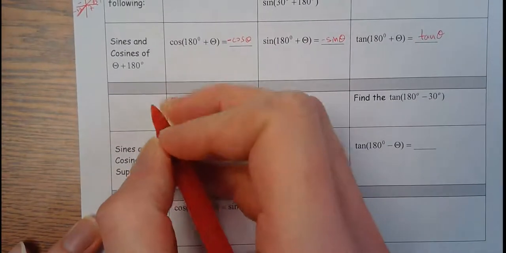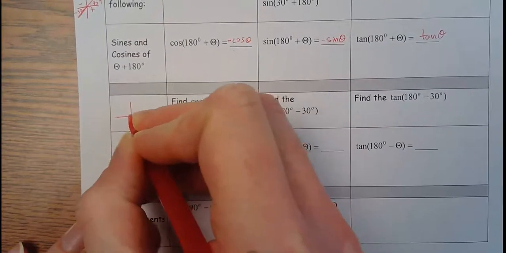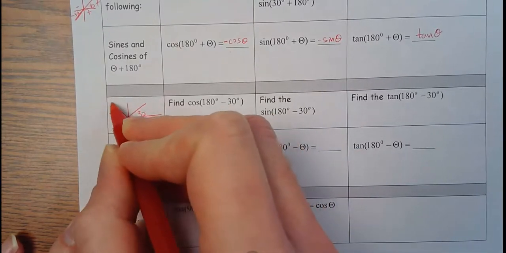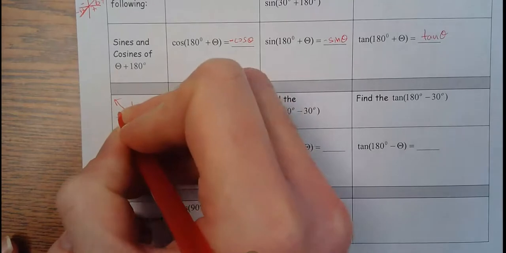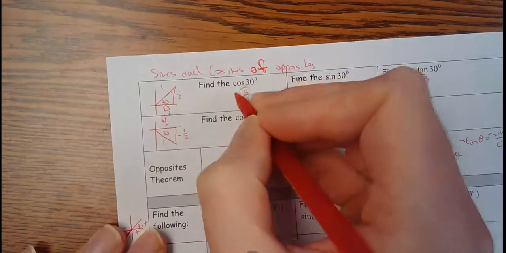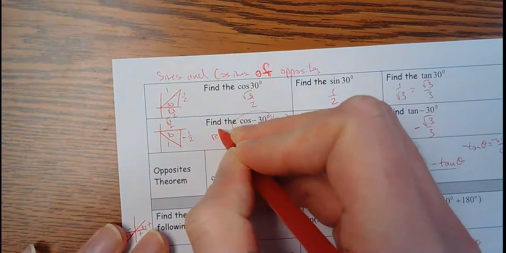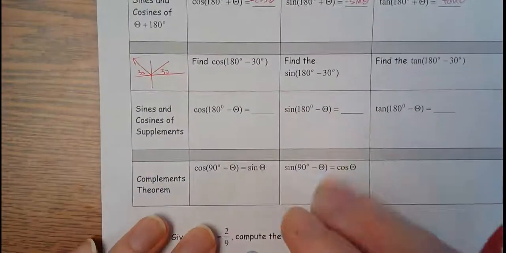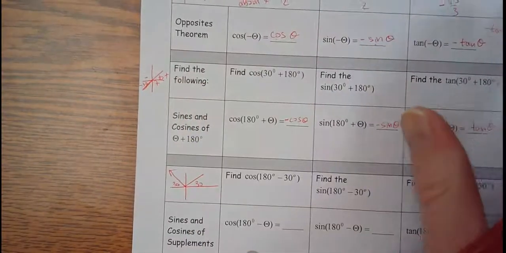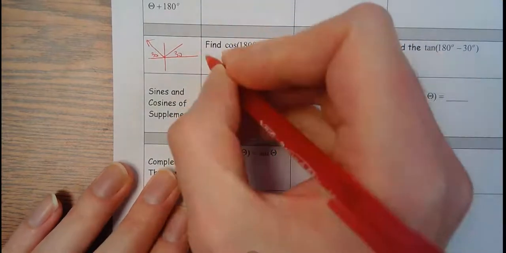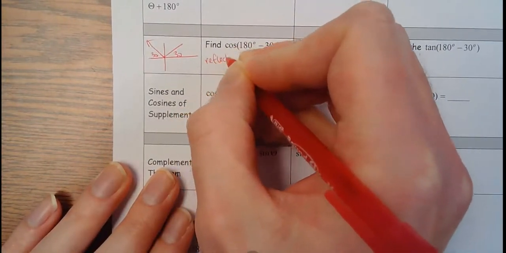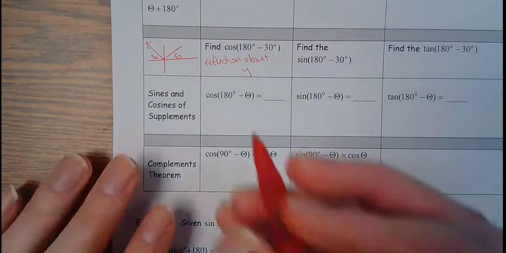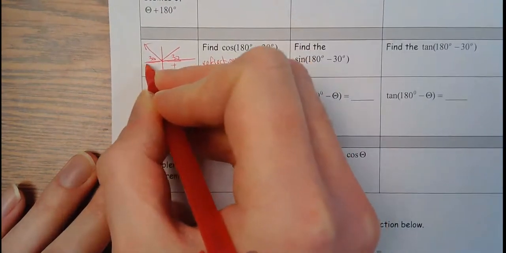180 minus 30. Well, if I was at 30, and now I take 180 minus 30, that's 150. Now I'm going to be going this way instead. That's a reflection about the y-axis. So this up here is like a reflection about the x. This is a reflection about the x and y. And then this one down here, when you take 180 minus the angle, that's just a reflection about the y-axis. So if I reflect about the y-axis, the x-coordinate was positive, now it's negative.